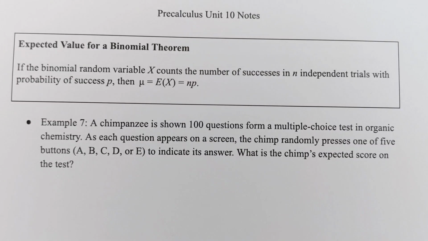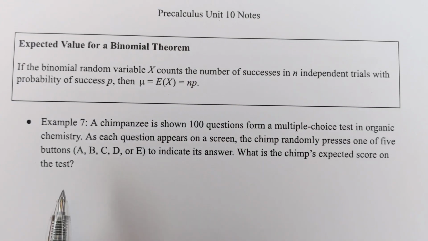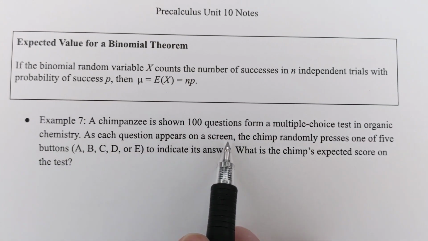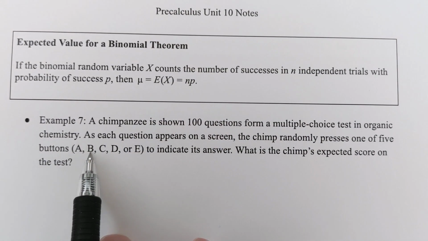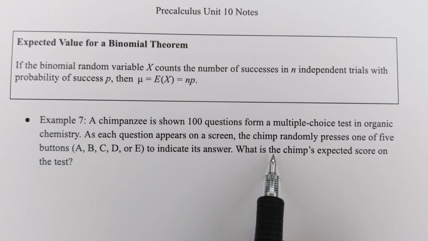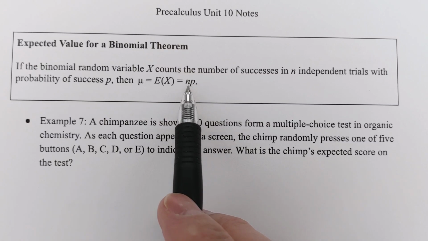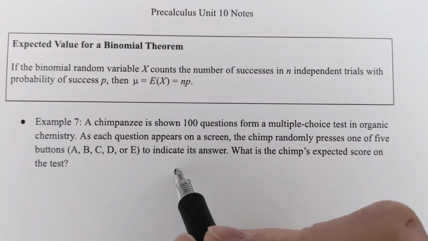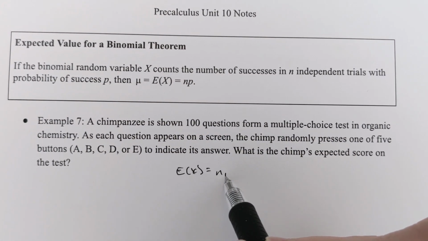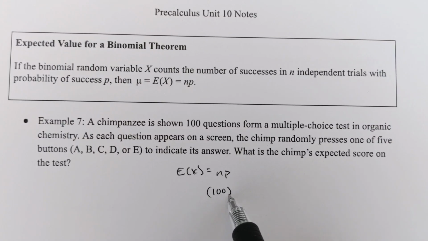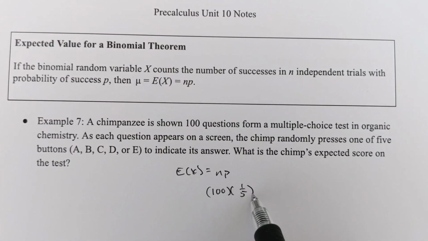Okay, a chimpanzee is shown 100 questions from a multiple choice test in organic chemistry. As each question appears on the screen, the chimp randomly presses 1 of 5 buttons, A, B, C, D, or E, to indicate its answer. What is the chimp's expected score? So, n, number of events. So the expected score is equal to np. Well, n is 100 questions. The probability of getting the question right is 1 out of 5. So their expected score is 20.